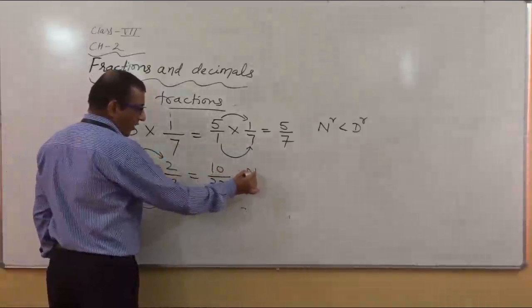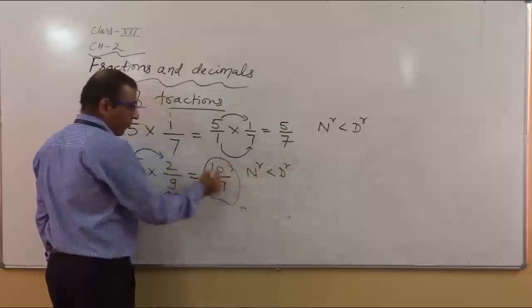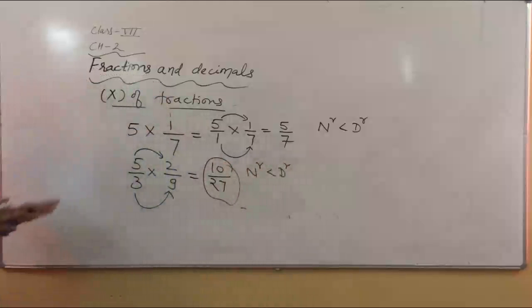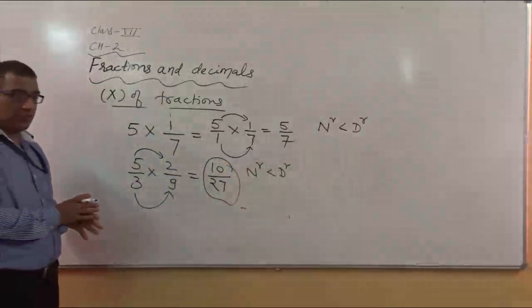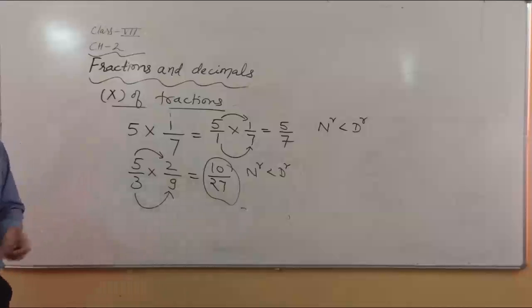Again if we see here, the numerator is less than the denominator, so we can't convert 10 upon 27 into a mixed fraction. It remains the same because it is a proper fraction. If it's an improper fraction, then a mixed fraction is possible, otherwise it is not possible. So this is the concept of multiplication of fractions. How can we multiply a fraction by a whole number? I already told.